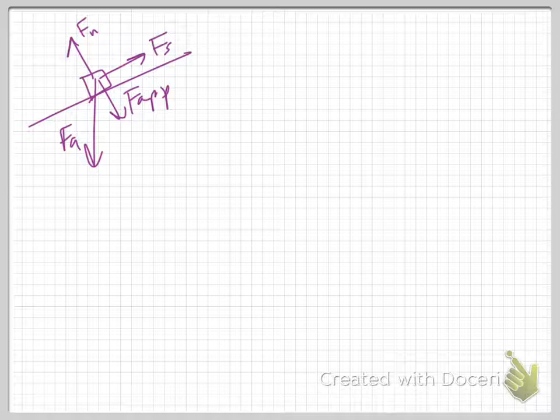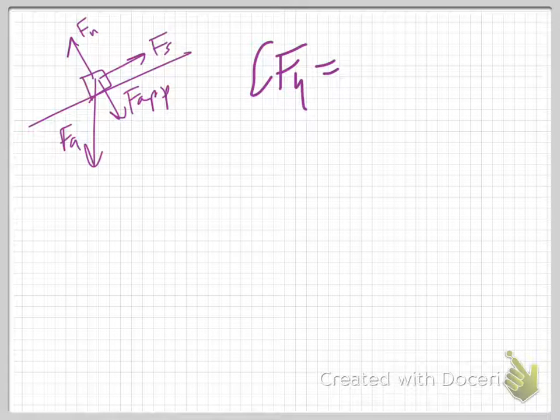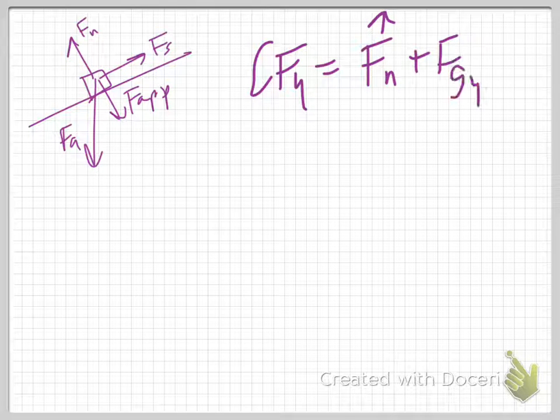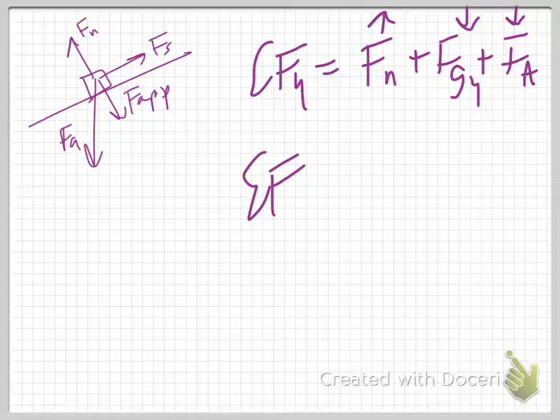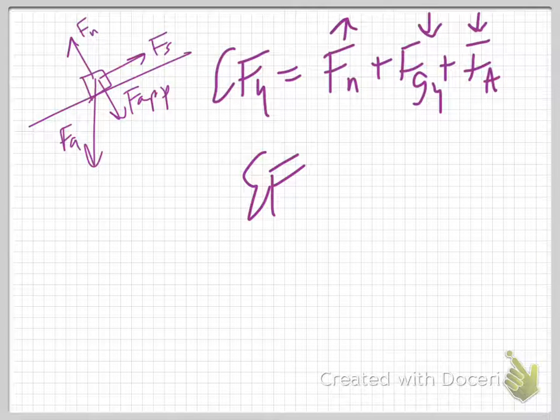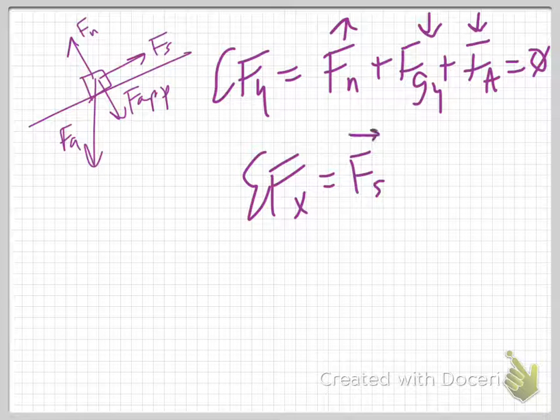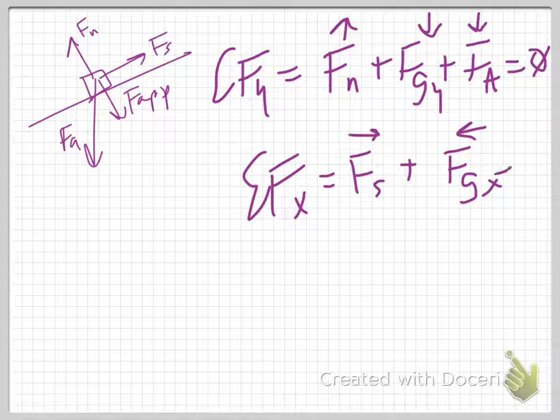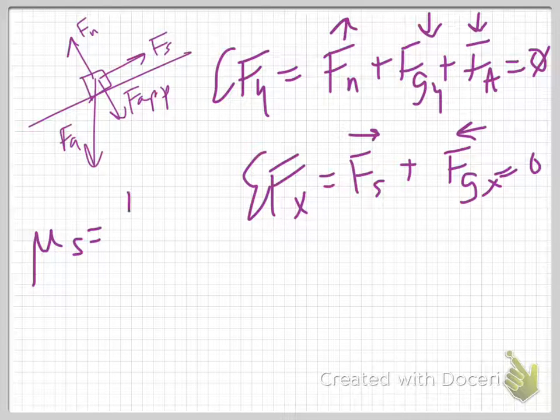So if we do sum of forces on the y, we have Fn up, Fgy, and F applied. Okay, and those are both down. If you look at sum of force, and these are all equal to zero. Let me make that clear. Sum of forces on the x, Fx this direction, F of gx that direction, still equal to zero. And then you have, and I generally set this off to the side, I'm not sure why, it's just habit, I guess, mu s equals Fs max over Fn.